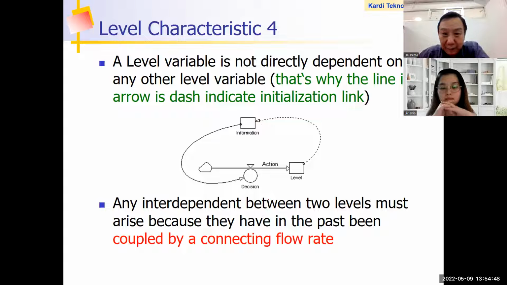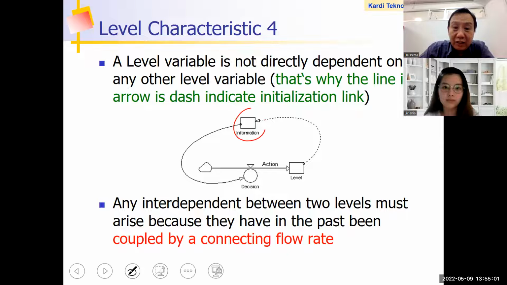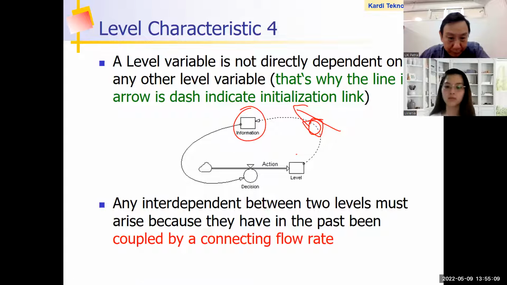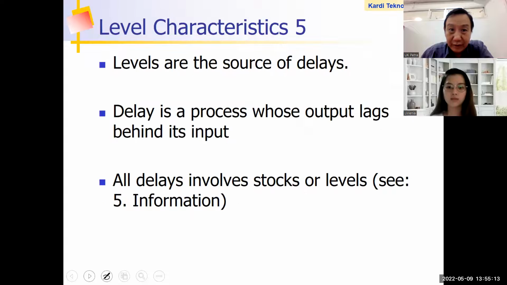Any interdependence between two levels must arise because they have in the past been coupled by a connecting flow rate. So if you want to change this level here, you need to create a flow rate here. Otherwise it will not change.